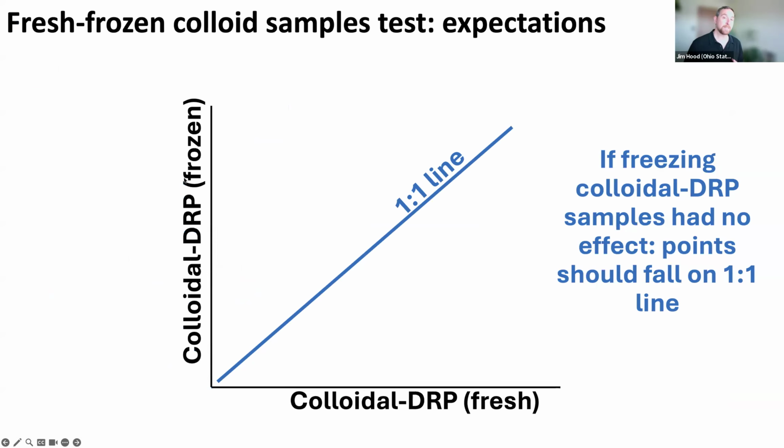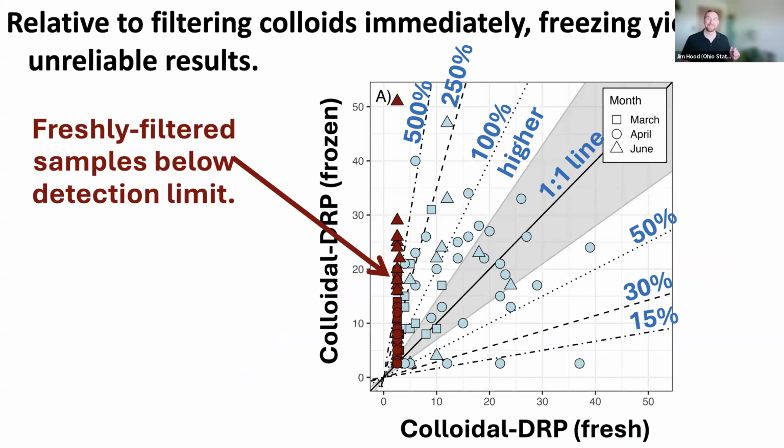This is colloidal DRP if the sample was frozen versus colloidal DRP if the sample is fresh. And if freezing has no effect, we expect all the samples to fall on the 1-to-1 line. And that's not what we saw at all, right? This is a big mess. I want to draw your attention to two things. First, these samples here in red were all below our detection limit. So essentially, freshly measured colloidal DRP was 0, but when we froze it, we got anywhere between 0 and our highest colloidal phosphorus measurement ever. So if we freeze these things, colloidal DRP comes out of nowhere.